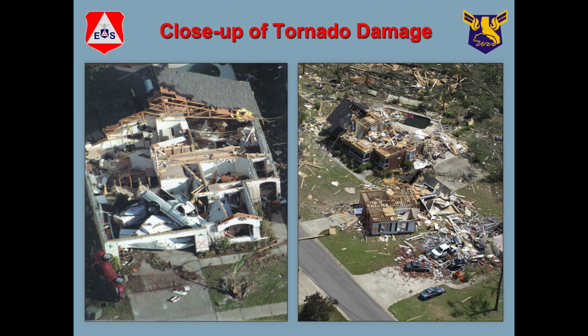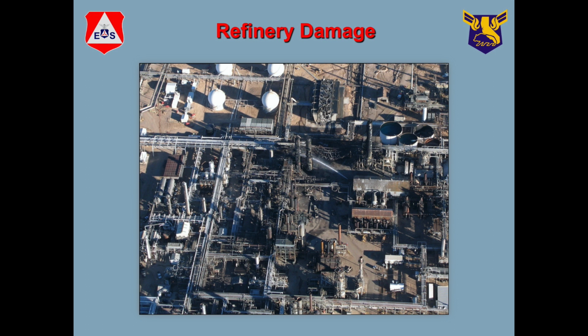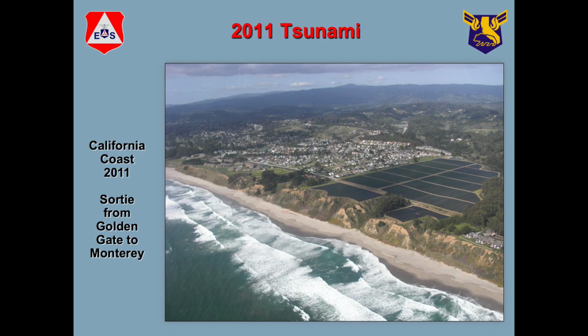Some huge disasters. Hurricane Katrina. You see all the flooding there in New Orleans. Refinery fire. It's all black there. In fact, you can see they're still trying to put out the fire with a hose there, firefighters. Tsunami in California in 2011. Fortunately, it didn't affect us very much.